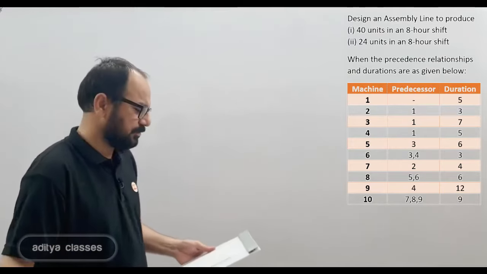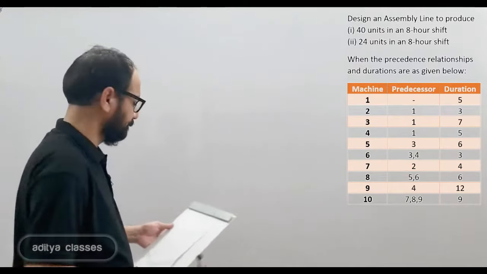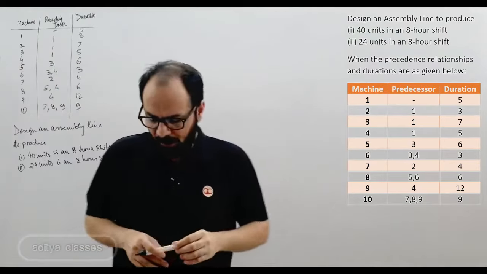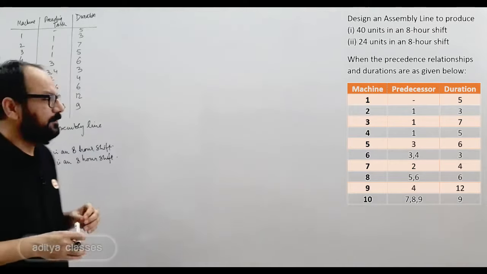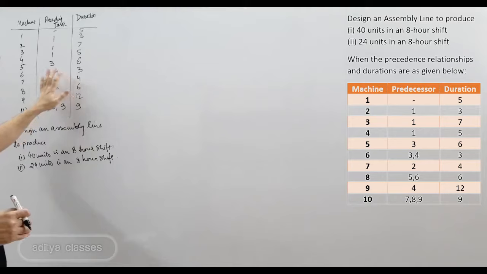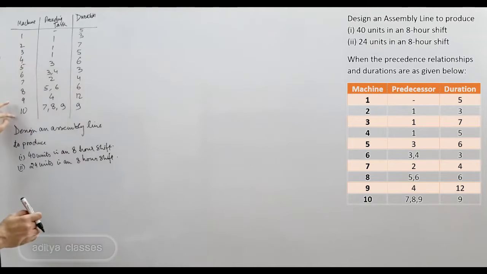For my sake, I will put this question on the board also and then we will continue. So here is our question. I have written it over here for my reference. Now the situation is, first we need to construct a network of relationships between the machines given from 1 to 10. Their preceding tasks, the preceding machines, preceding jobs are also given as these.